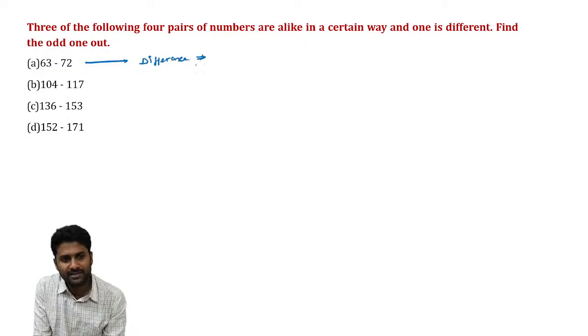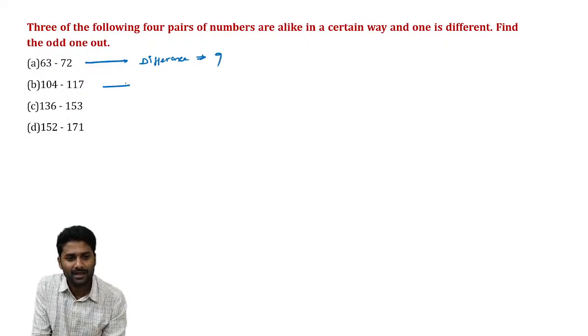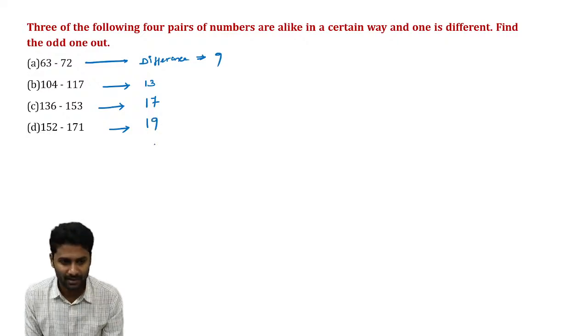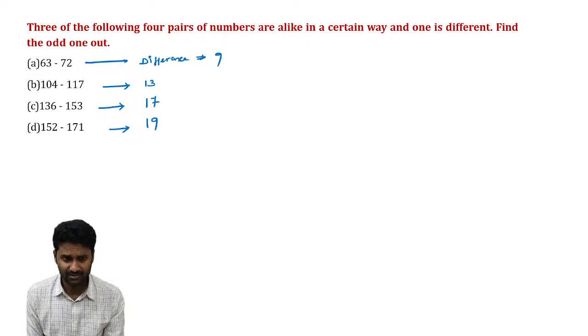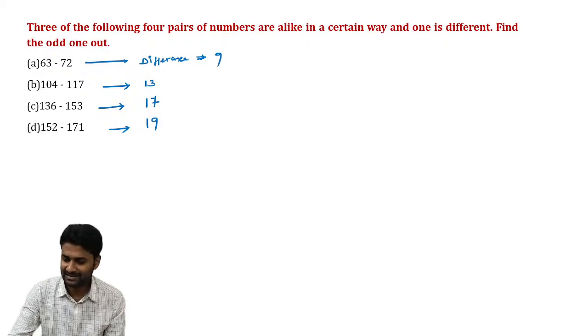If you go through the difference between 63 and 72, it is 9 units. Let's go through the next difference between the numbers, which is 13. Let's go for the next one here. It's a plus 4 and 13, the difference is 17. 152 and 117, plus 8 and 11, the total difference is 19 units. Now see, you can see that 9, 13, 17, 19 are all odd numbers. But how can we say which one is odd one out? So what is the reason behind this?